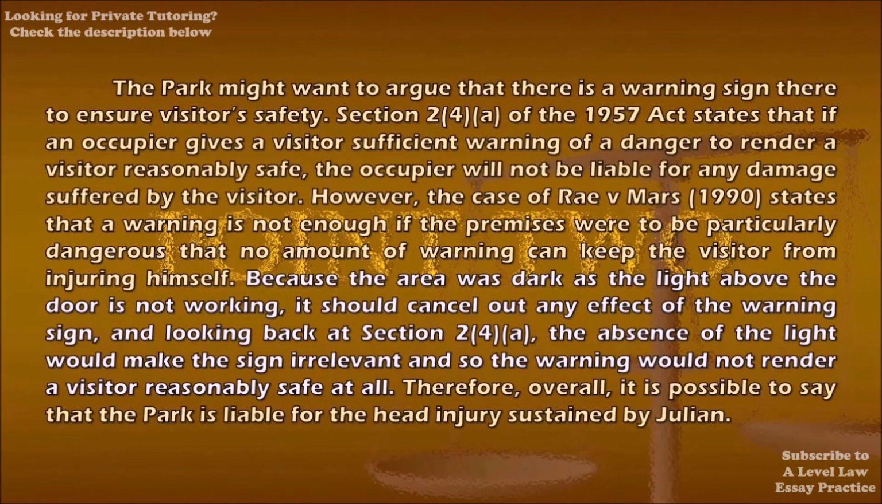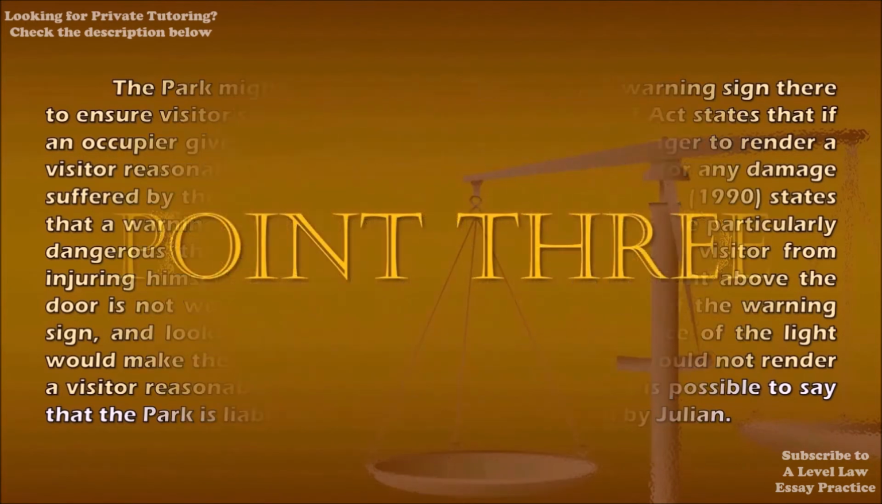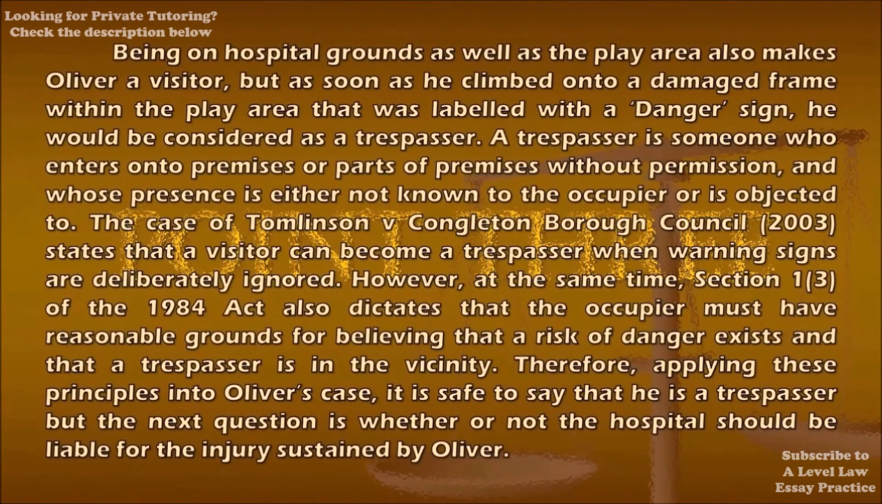Because the area was dark as the light above the door is not working, it should cancel out any effect of the warning sign. And looking back at Section 2 Sub 4 Sub A, the absence of the light would make the sign irrelevant, and so the warning would not render the visitor reasonably safe at all. Therefore, overall, it is possible to say that the park is liable for the head injury sustained by Julian. Point 3, body paragraph 4.